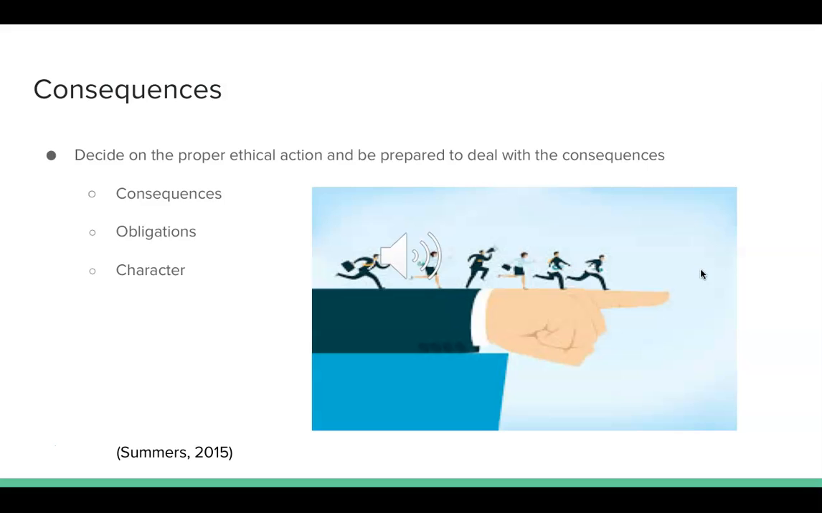And lastly, consequences. As a team, decide on the proper ethical action from consequences, obligation, and character-related solutions. What will you do to deal with the consequences of the action? How do you protect your rights and your stakeholders' rights? How do you avoid compromising your own character while maximizing benevolence for the involved parties? The final step involves knowing how to respond as a team to those with opposing viewpoints.